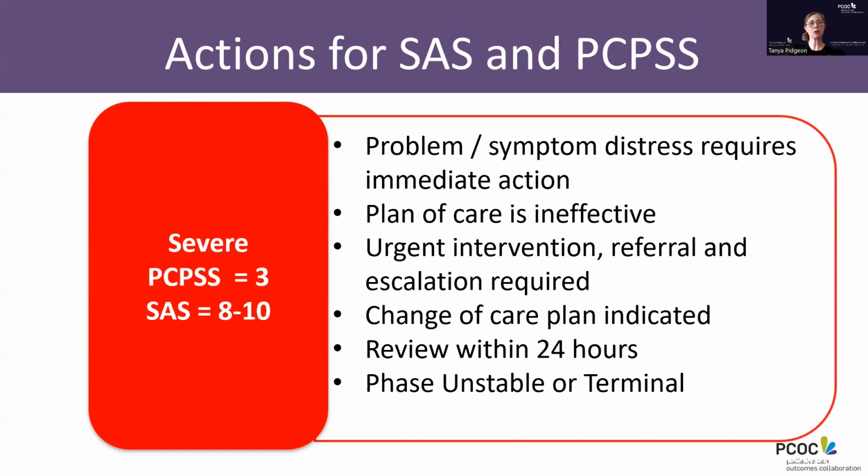And actions for higher scores. So palliative care problem severity score of 3 for any of the domains and a SAS score from 8 to 10 for any of the 7 symptoms would tell you that the patient's problems or symptoms require an urgent change in the plan of care, if not already anticipated in the plan. And referral and escalation is required then to address the symptom or problem. Document the existing plan of care is not working and a change in the intervention or treatment is required.